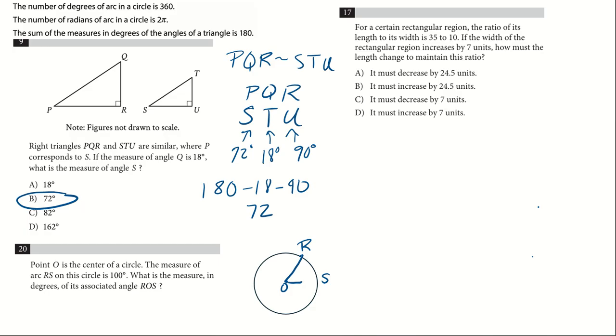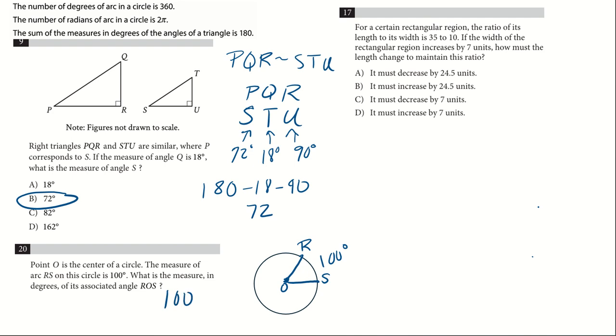All right. Thank y'all so much for working with me. Here we go. That is 100 degrees for that arc. Because this is a central angle, and we know that it's a central angle because the vertex is the center of the circle, the central angle is equal to the associated arc that it makes on the circle. So again, central angles are equal to the associated arcs.